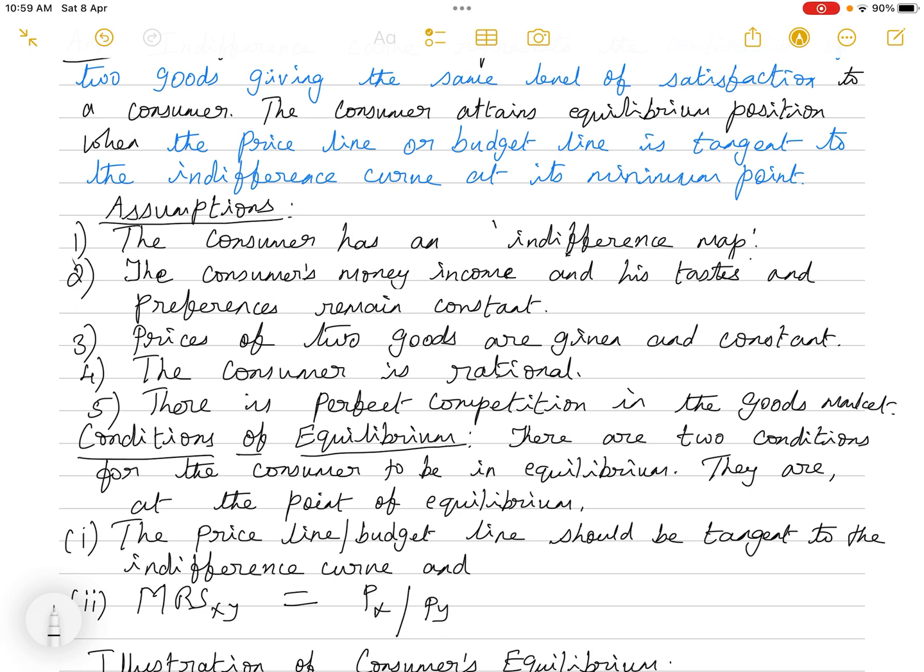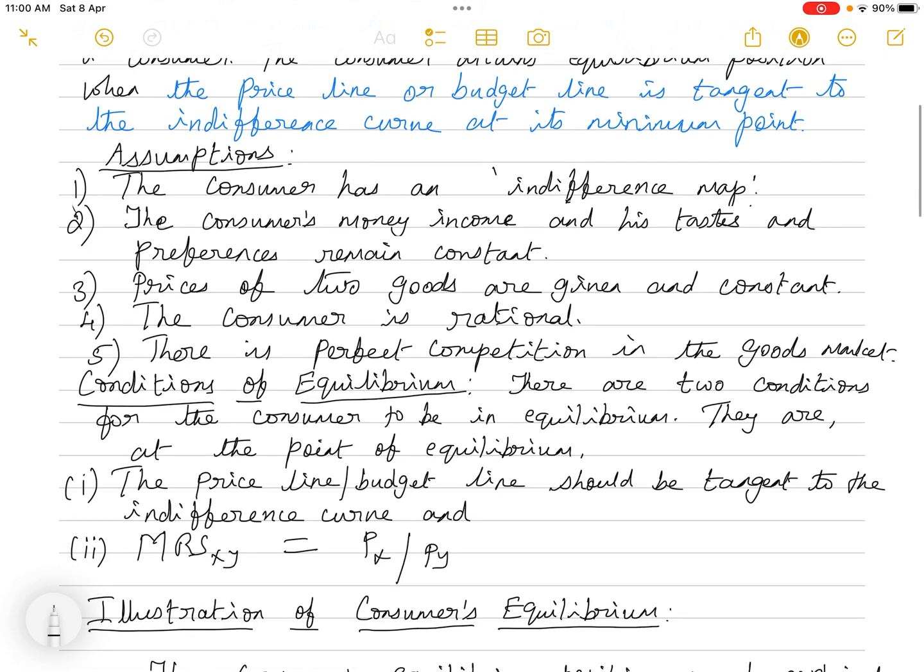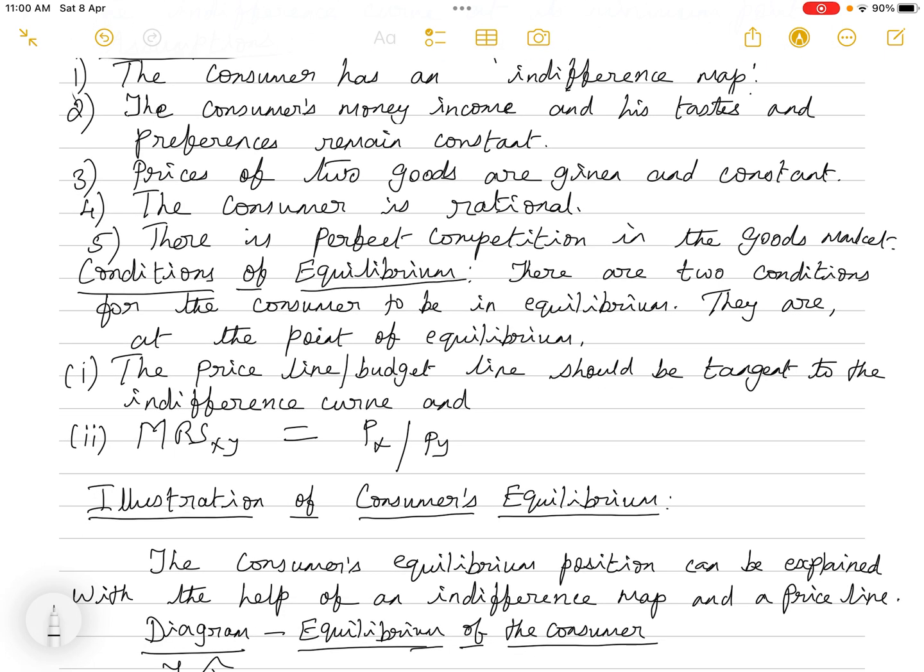Then the fourth one: the consumer is rational. What is the meaning of rational? The consumer wants to attain the maximum satisfaction. If he wants to get the maximum satisfaction position, that means he is acting rationally. Then the fifth one: there is perfect competition in the goods market. This assumption is mainly because under perfect competition the prices will not change, and the commodities are homogeneous. So in order to have that, it is assumed that there is perfect competition in the goods market.